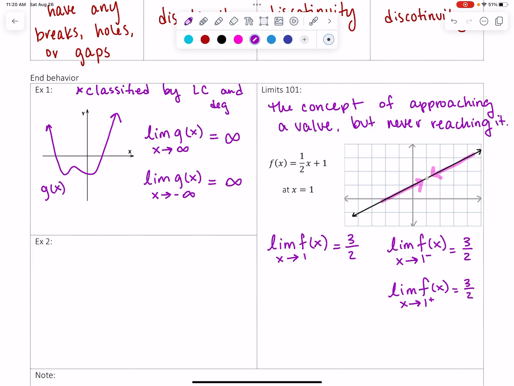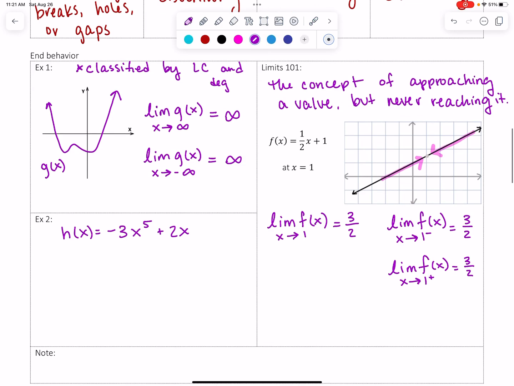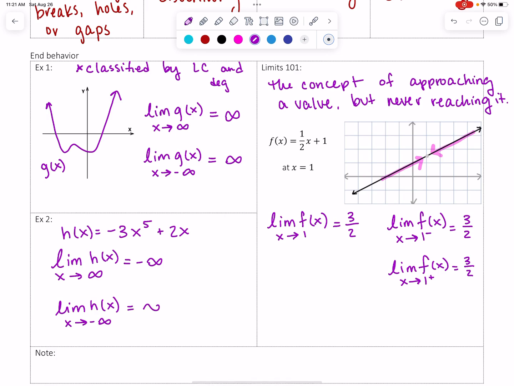Let's try one more example. I'm going to give you a function. Let's say h of x is equal to negative 3x to the 5th plus 2x. If you think about this function, it has a negative leading coefficient, but an odd degree. So you can be doing a little dance with your hands describing end behavior. You could sketch this and figure it out, or I'm going to say the limit of h of x as x approaches infinity is equal to negative infinity, right? This guy's going down. And then the limit of h of x as x approaches negative infinity is equal to positive infinity. Still the same concepts that we're using, it's just a new way of writing it.